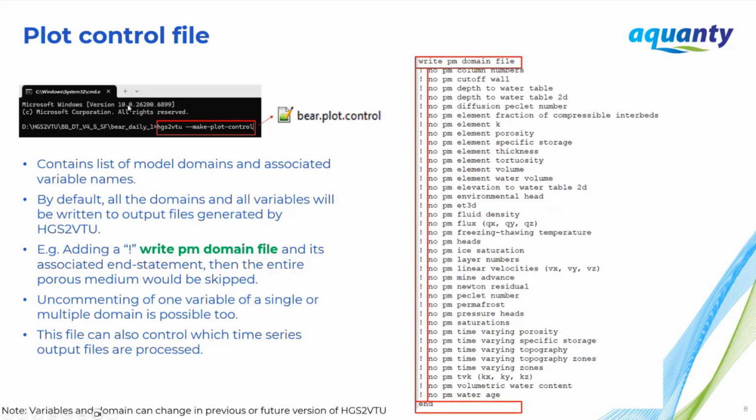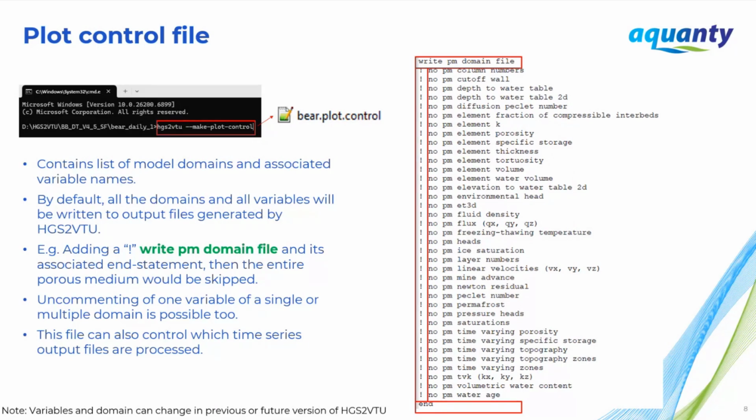So when you execute the command line as shown in the figure at the top here, HGS to VTU make plot control, it ends up creating a prefix.plot.control file, which by default has all the domains, like the porous media, channel, OLF, and others, returned as output. As an example, the figure on the right shows how the basic plot control file looks.